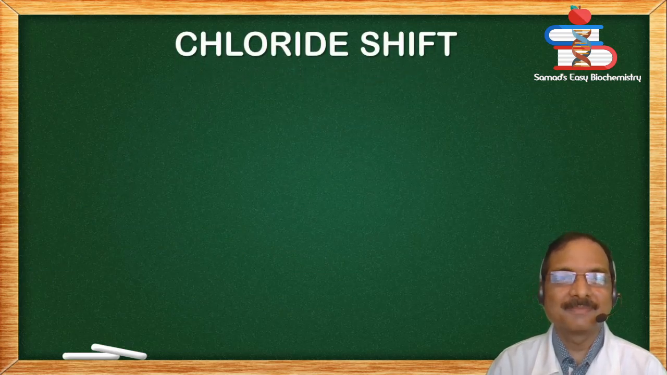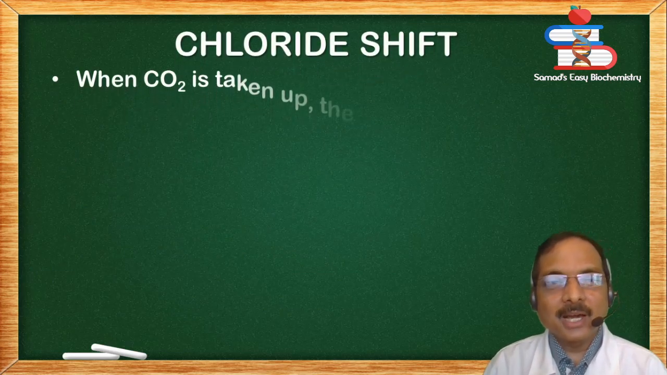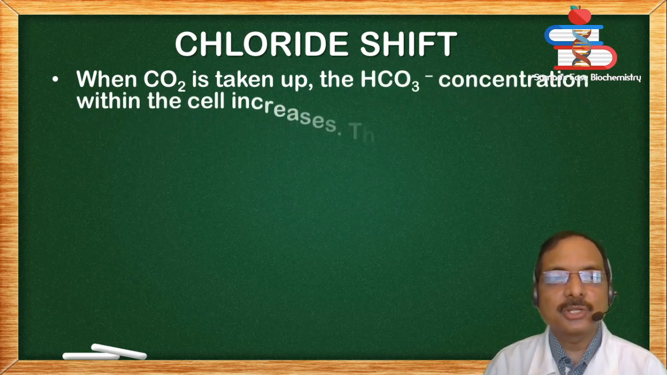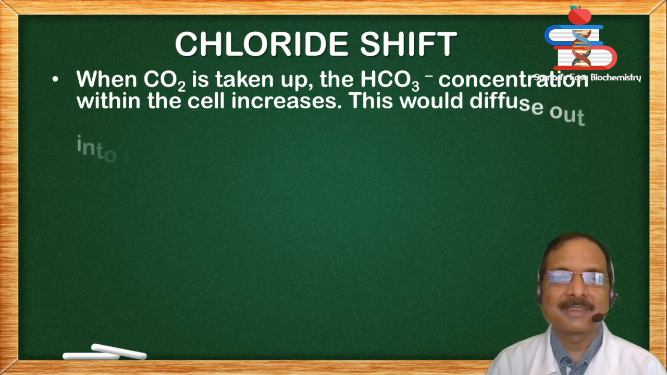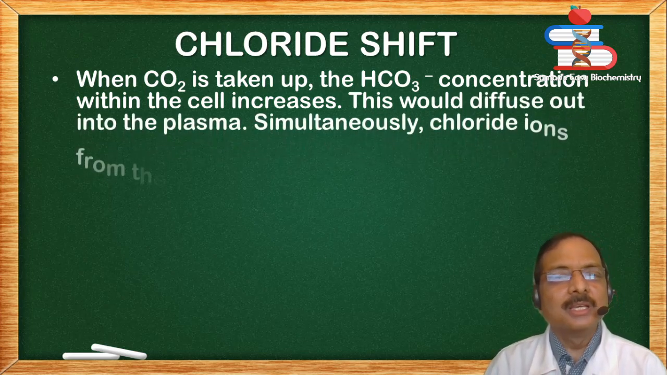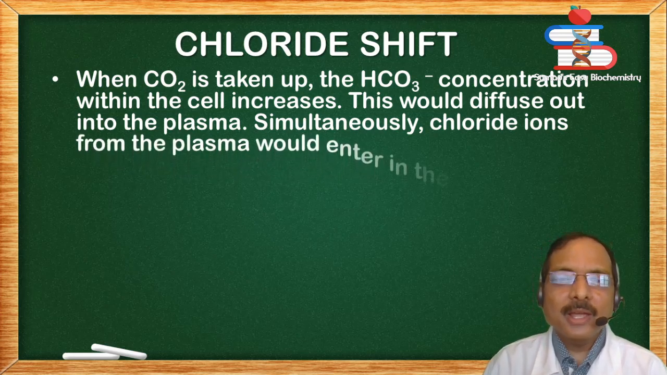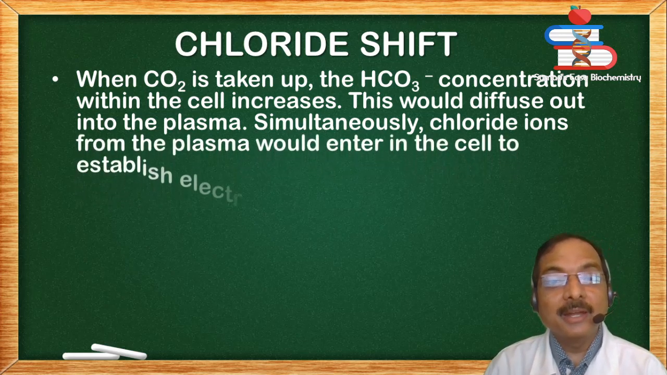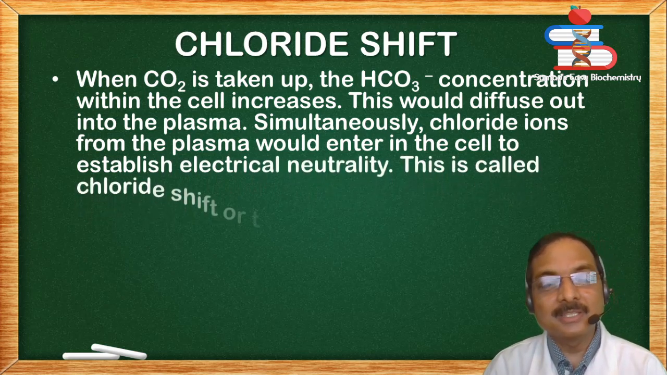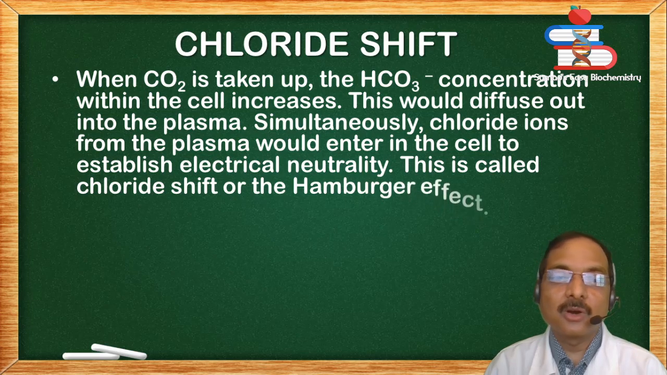Chloride shift. When carbon dioxide is taken up, the bicarbonate concentration within the cell increases. This would diffuse out into the plasma. Simultaneously, chloride ions from the plasma would enter the cell to establish electrical neutrality. This is called chloride shift or the hamburger effect.